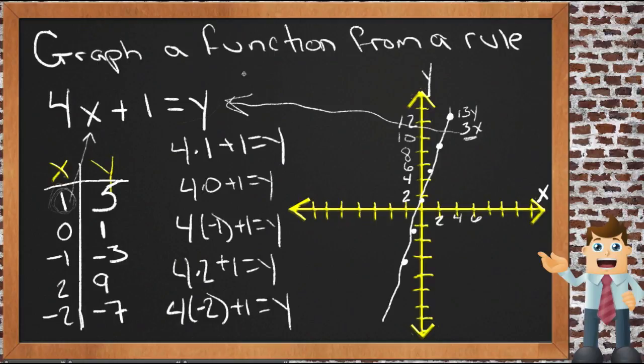But that's how you graph a function from a rule. You just put numbers in for x, find out what numbers you get out for y when you do that, and then plot those pairs of numbers on an xy graph.